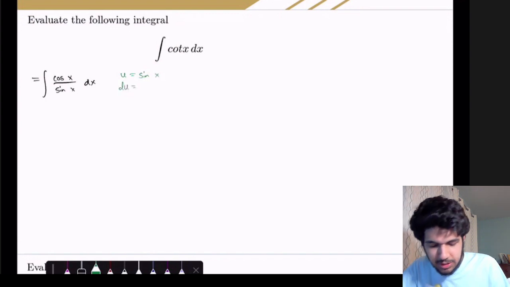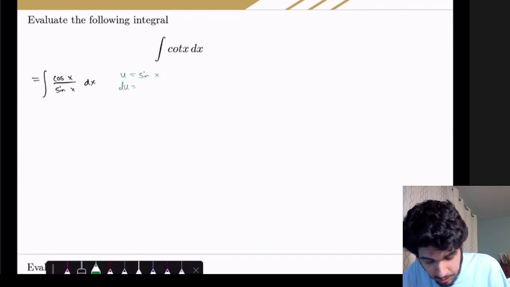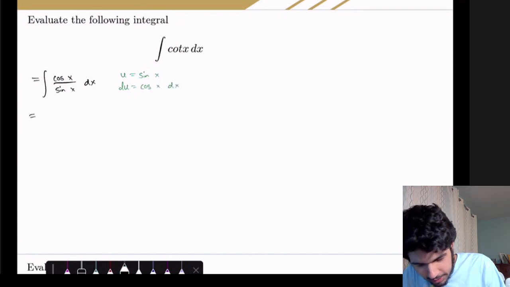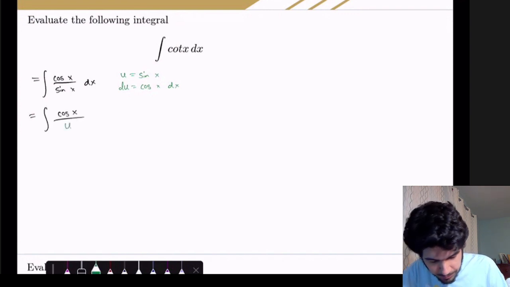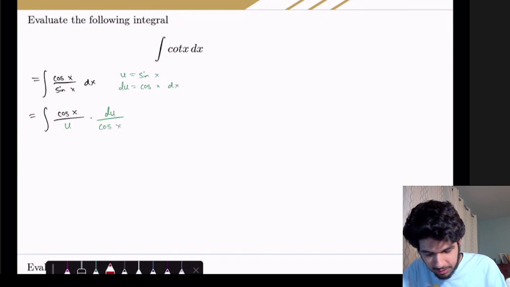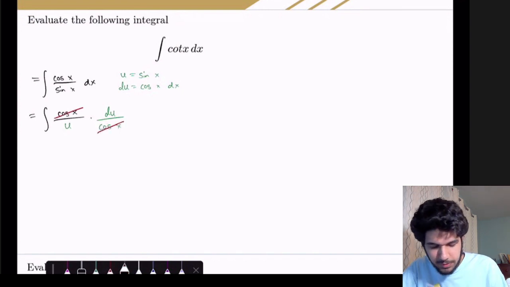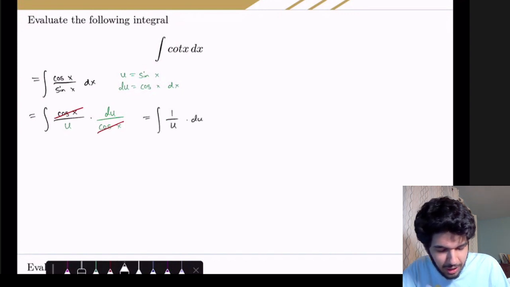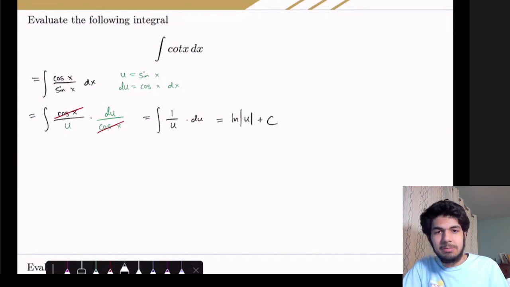And then du, we take the derivative of sine of x, and that we know to be cosine of x dx. So now when we rewrite the integral, we have the integral of cosine of x divided by u, and dx is equal to du divided by cosine of x. And we see that sure enough, we do get this nice little cancellation. So that leaves us with the integral of 1 over u times du, and we learned from our last video that this is equal to the natural log of the absolute value of u plus c.